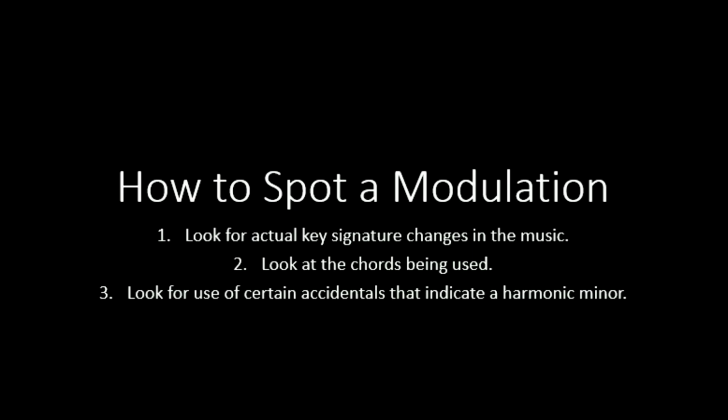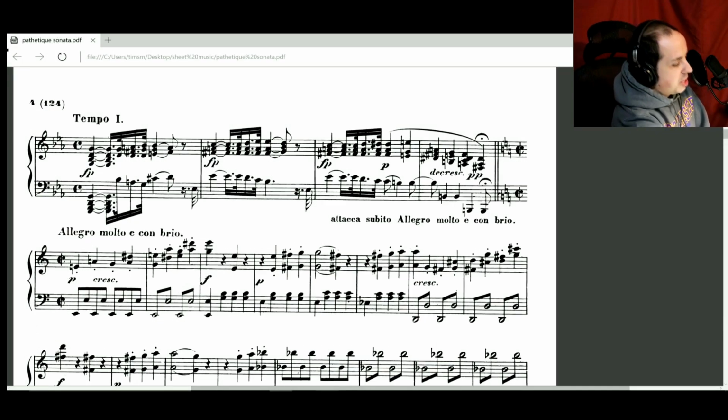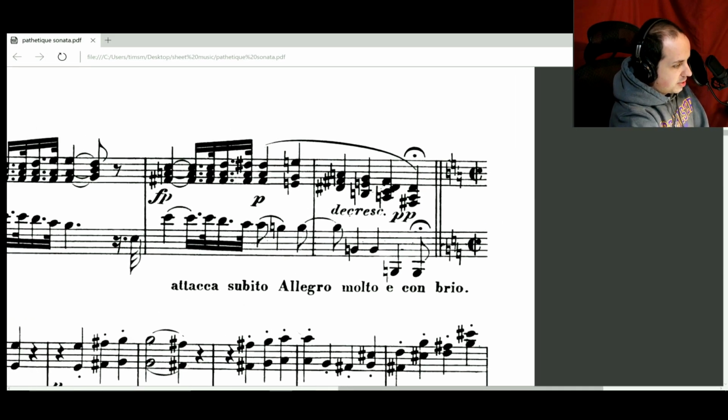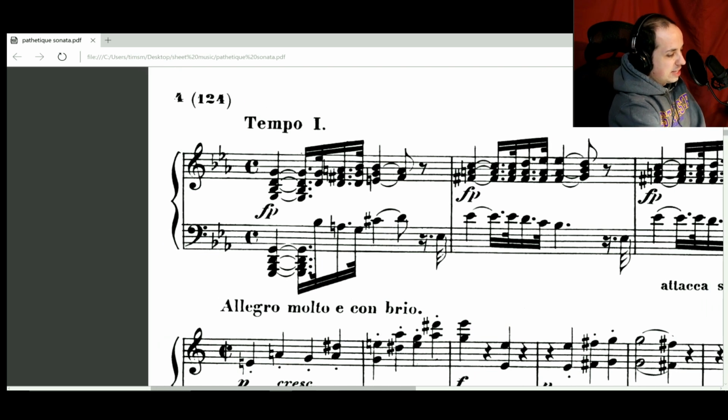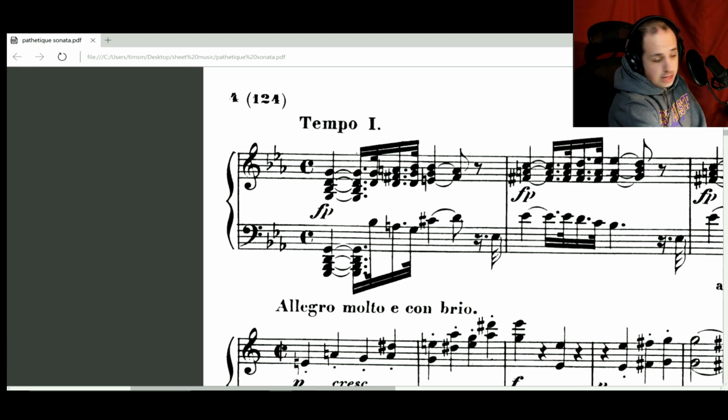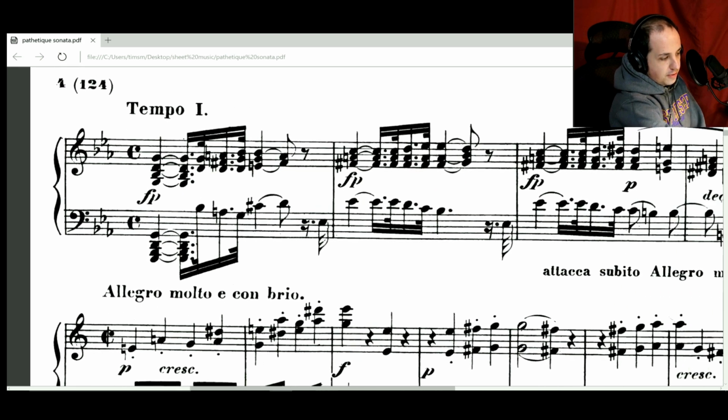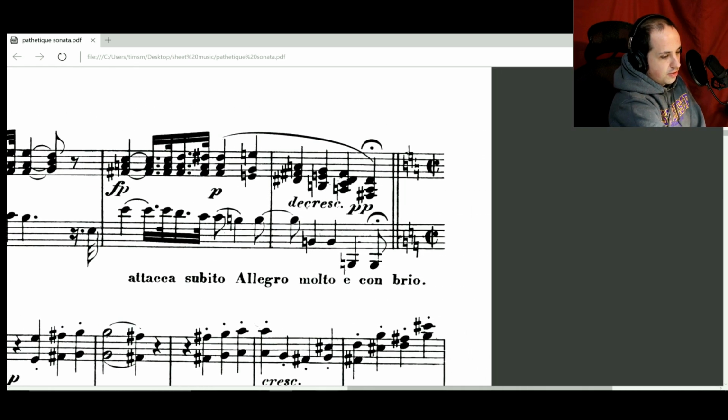Okay, we're going to talk a little bit about how to spot a modulation. I'm going to give you one example. How to spot a modulation is actually pretty simple in most cases. You want to look for actual key signature changes. So if I'm taking a look at this piece right here, the Pathetique Sonata, you see how we're in the key with 3 flats there. And if I remember right, this piece is in the key of C minor. So you have 3 flats there right in the beginning of the line.